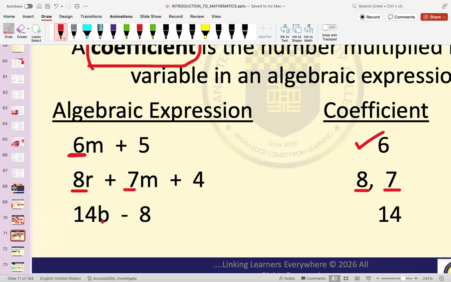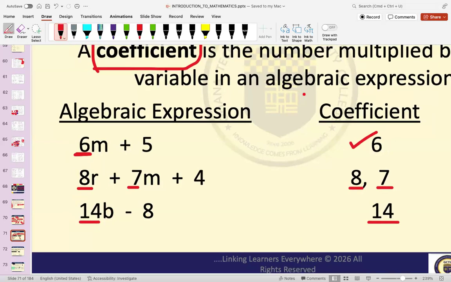The third expression, I have 14B minus 8. The 14 is the support for the unknown B, and so 14 becomes my coefficient.